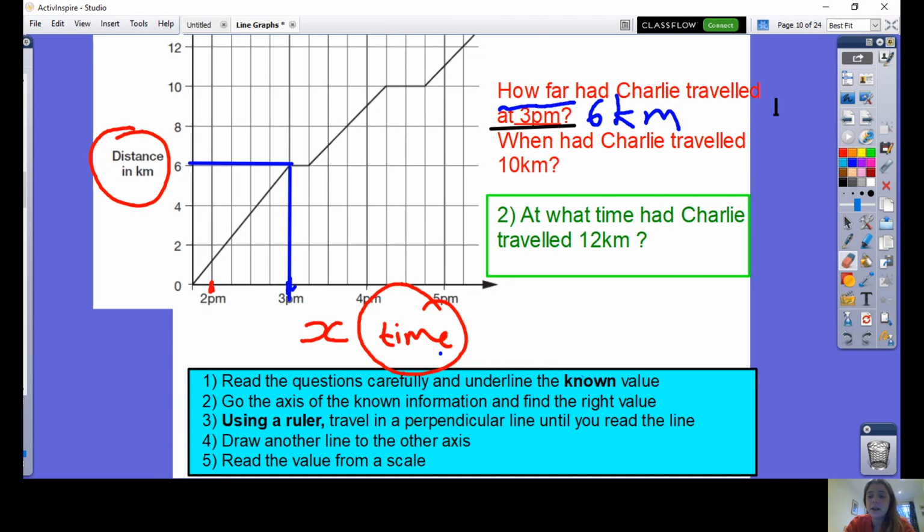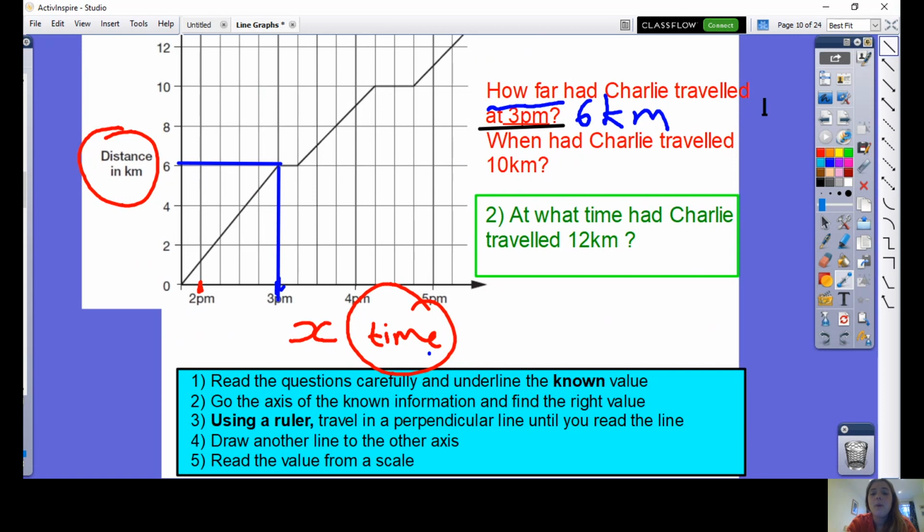Read the question carefully and underline the known value. When had Charlie travelled 10 kilometres?